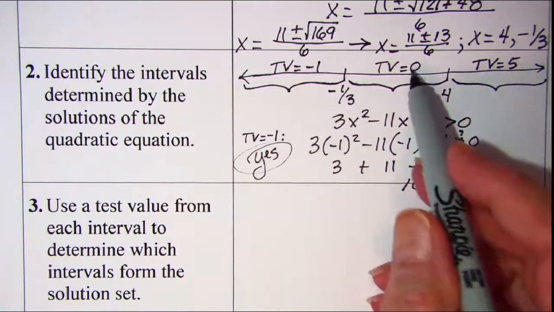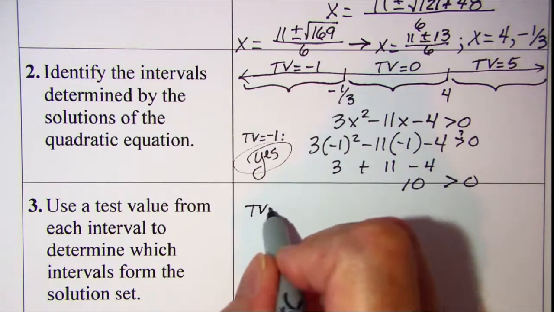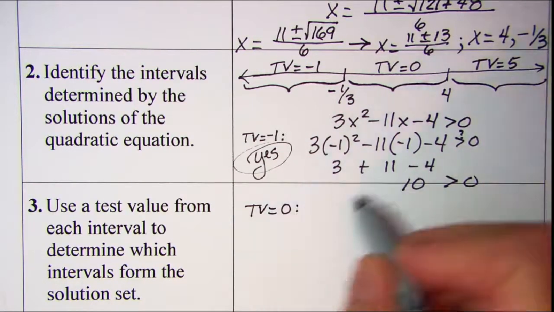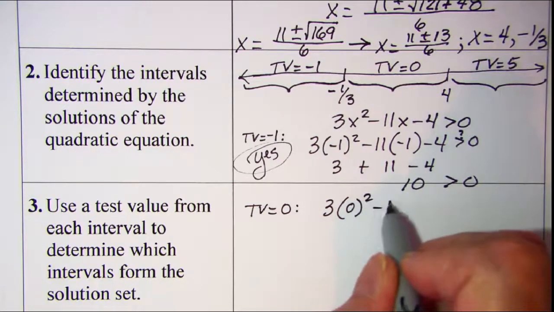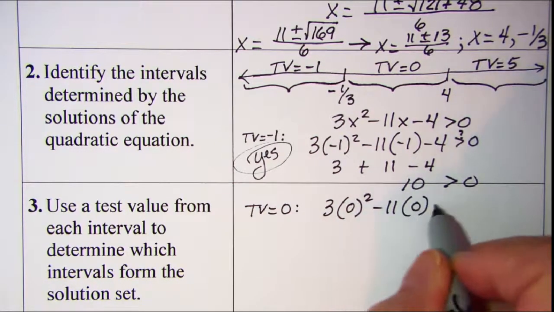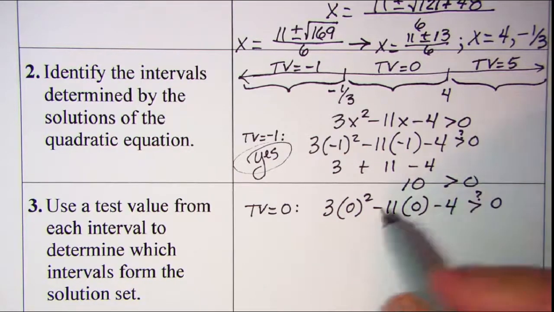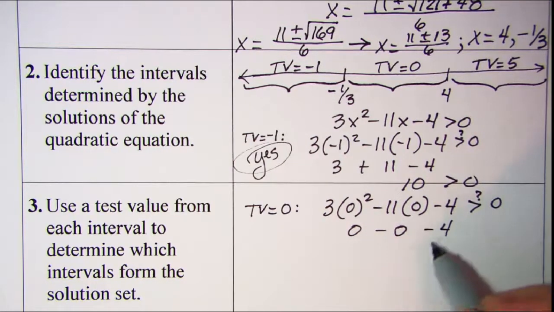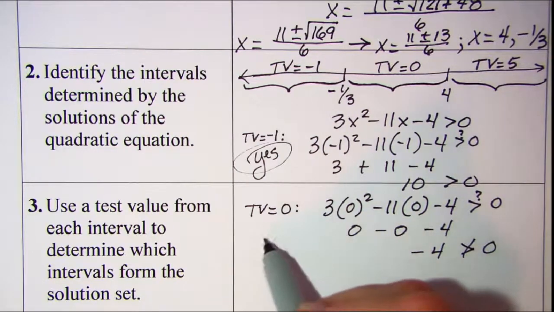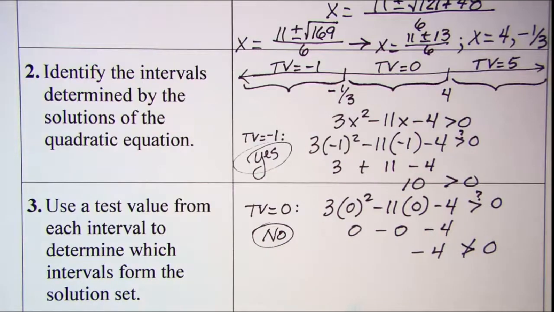Now let's test the interval with the test value of 0. Test value equals 0. So we have 3 times 0 squared minus 11 times 0 minus 4, and we want to know if that's greater than 0. 0 minus 0 minus 4. -4 is not greater than 0. So this one is no. That interval does not work.